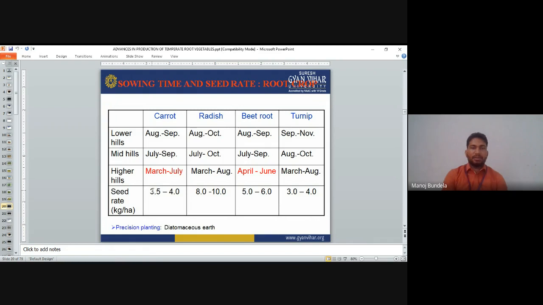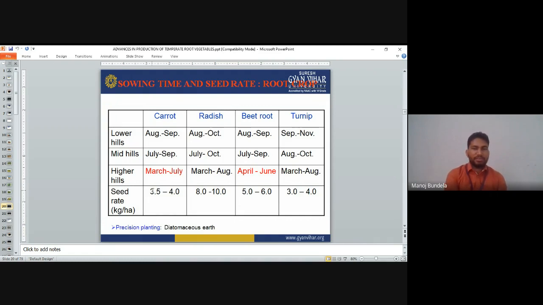Radish: in the lower hills, August to October. Mid hills, July to October. In higher hills, March to August. And the seed rate is 8 to 10 kg per hectare. For beetroot, lower hills August to September only. Mid hills, July to September. Higher hills, April to June, and the seed rate is 5 to 6 kg per hectare.